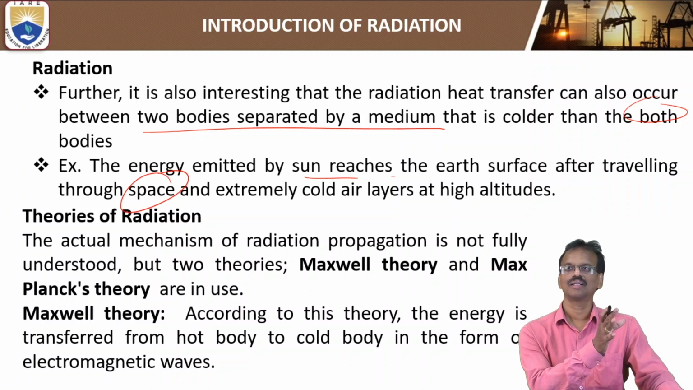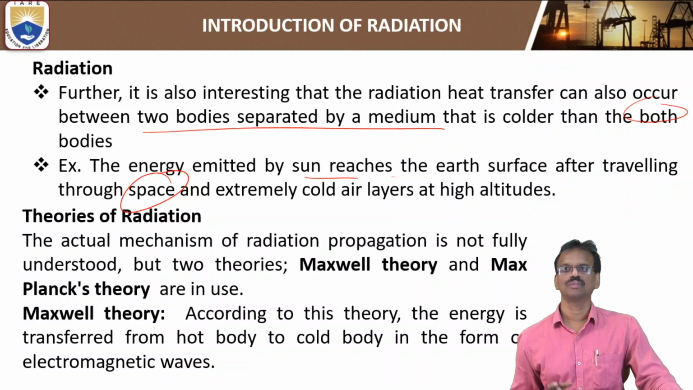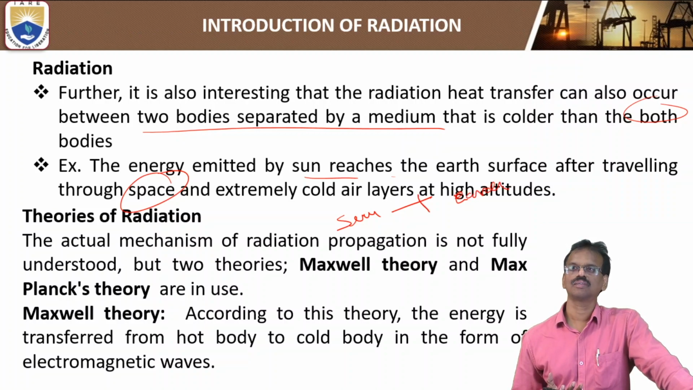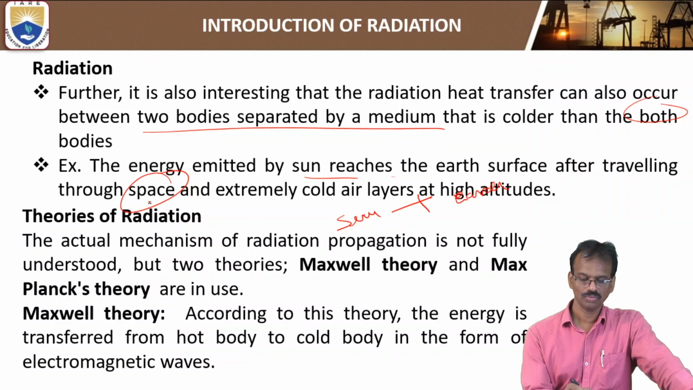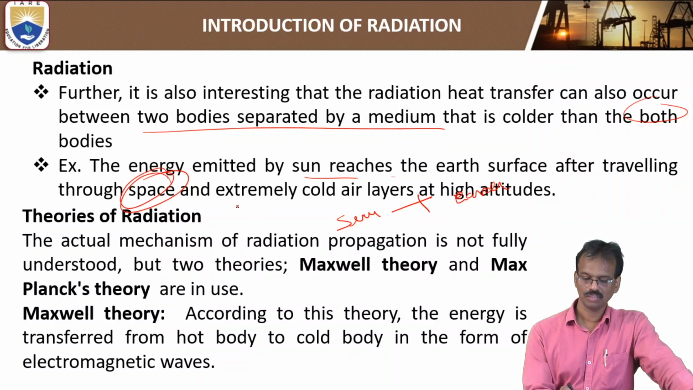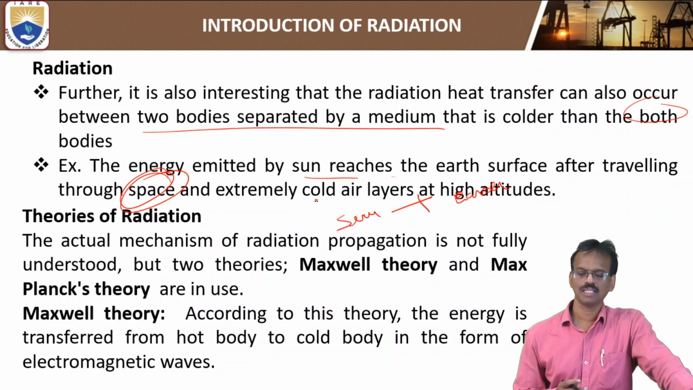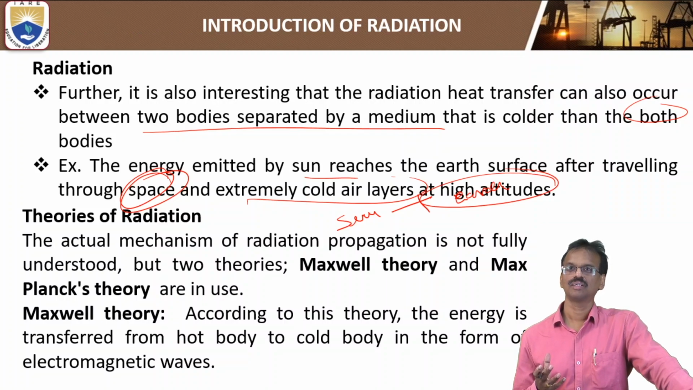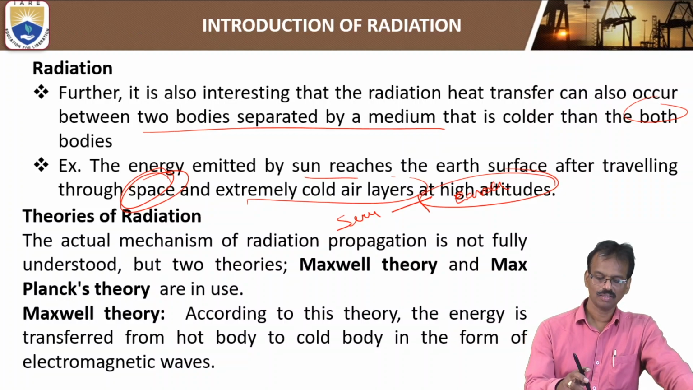So when radiating energy goes from the sun to the earth, there are two types: radiation transfer through vacuum, and radiation that also occurs in a medium, just like extremely cooled air layers at altitude. But the medium does not influence the radiation. These are already covered in the previous classes.